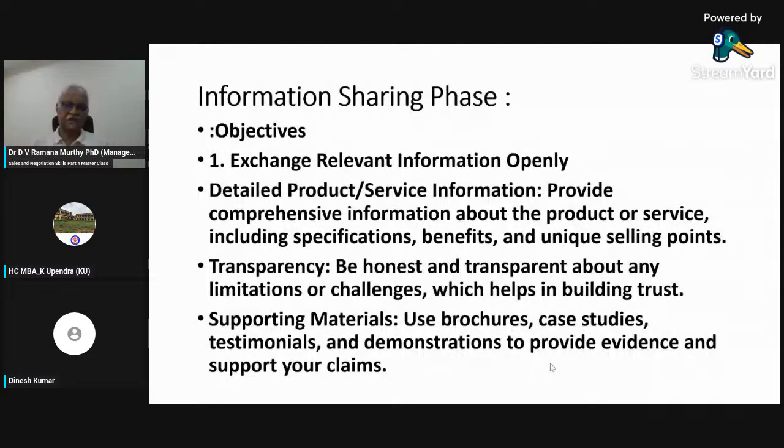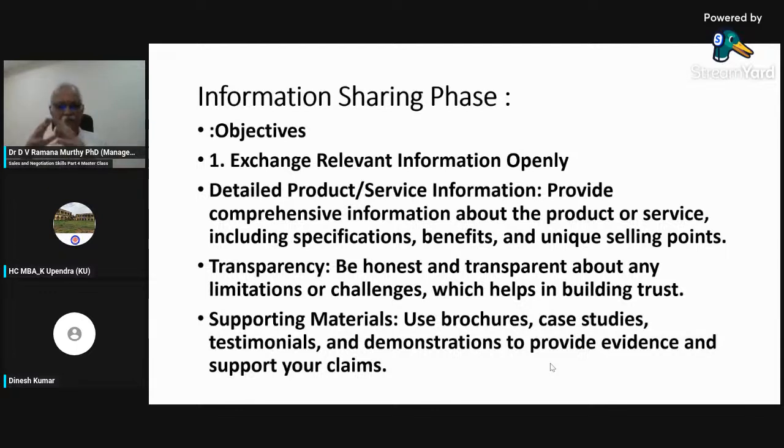Now, what are the objectives here? First one is to exchange relevant information openly. First is detailed product and service information, no hiding things. Open up clearly what the things are.